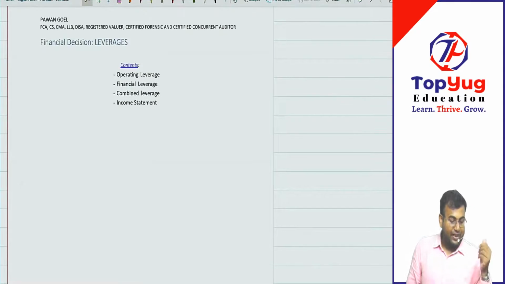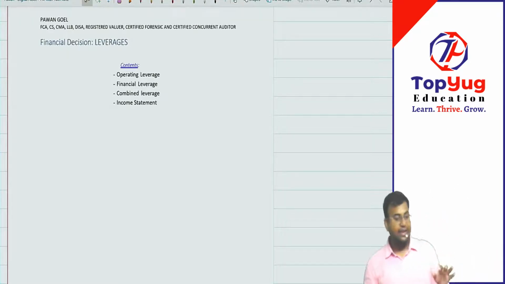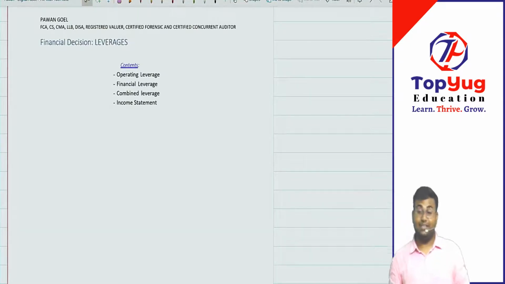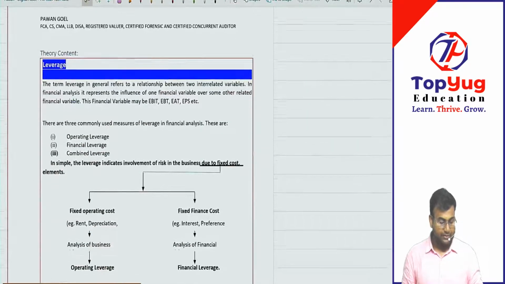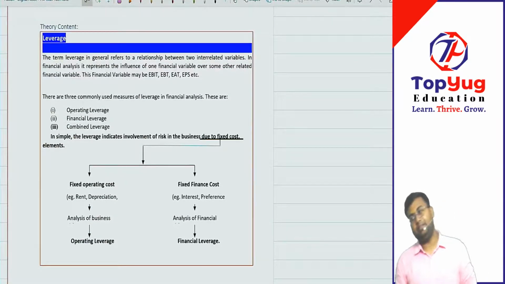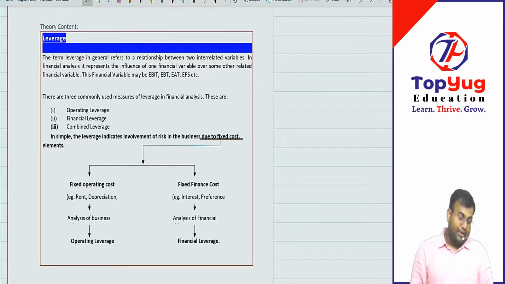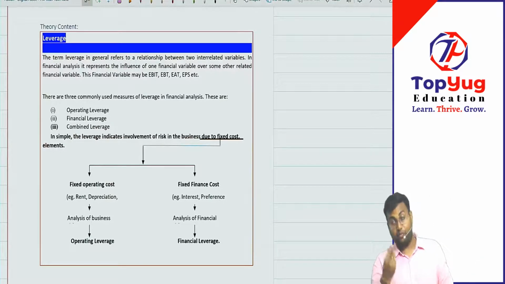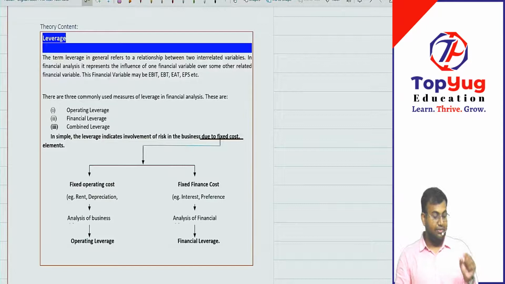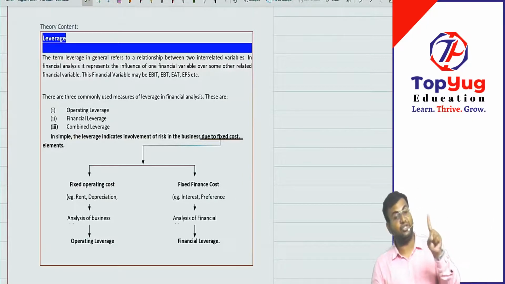So financial decision leverages are basically divided into four parts: operating leverage, financial leverage, combined leverage, and income statement analysis. Let us first go on to the income statement or income analysis. Let us have a small discussion here. Leverage is, as I asked you, now your turn is over. Now I will tell you what leverage is. The term leverage in general refers to a relationship.